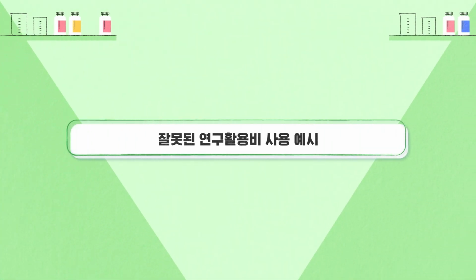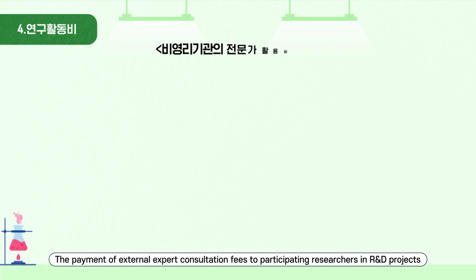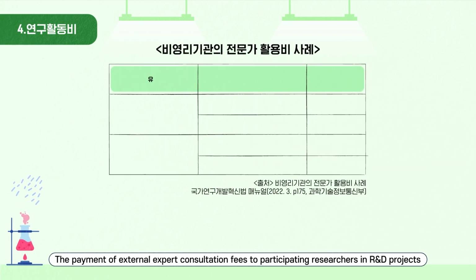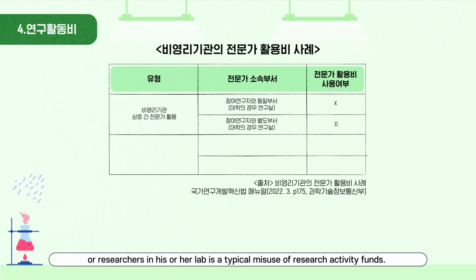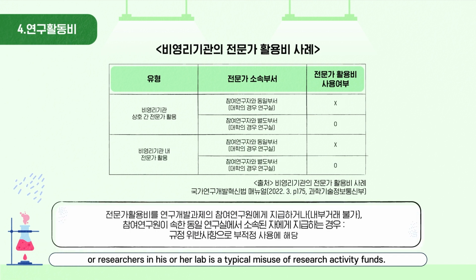Let's look at examples of the misuse of research activity cost. The payment of external expert consultation fees to participating researchers in R&D projects or researchers in his or her lab is a typical misuse of research activity funds.